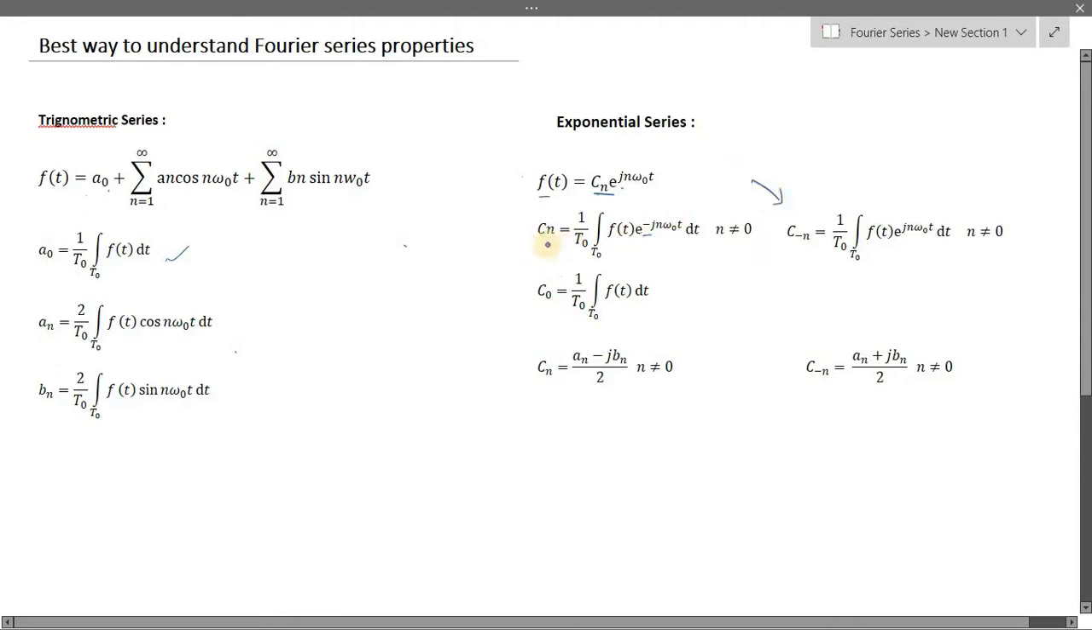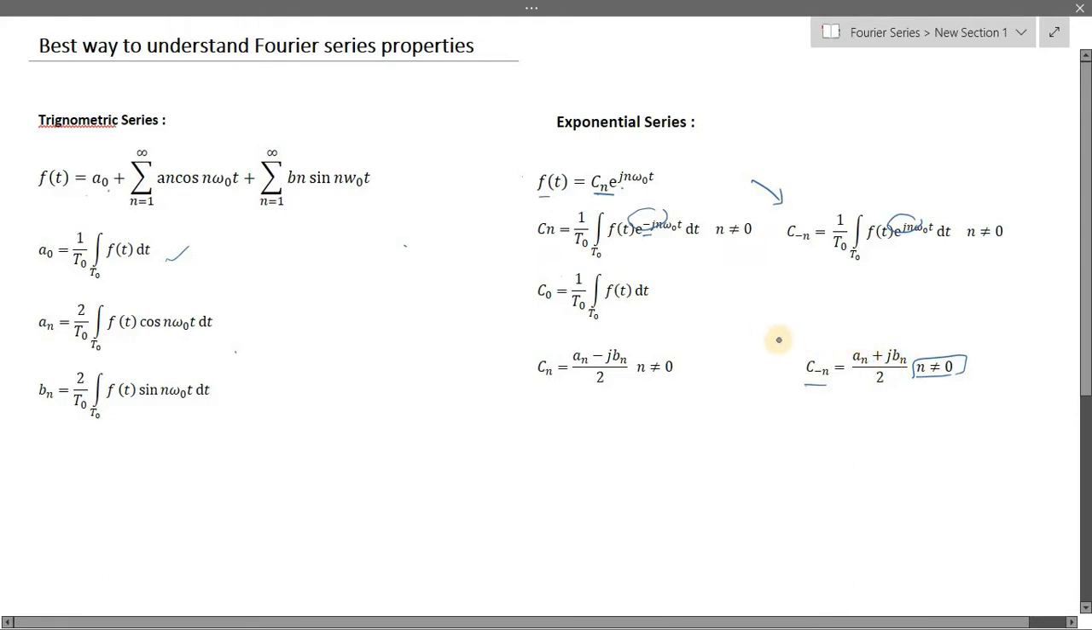If you see the difference between c of n and c of minus n, you will find that the difference is the sign: e raised to minus jn omega naught t here, and e raised to plus jn omega naught t dt there. Okay, and in the relation between an, bn, cn, here cn is equal to an minus jbn by 2, and here c of minus n is equal to an plus jbn by 2, which is for n not equal to 0. Okay, so these were some of the basic things that you should know.